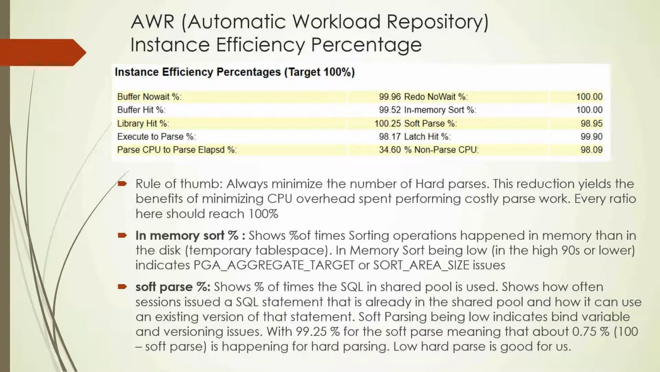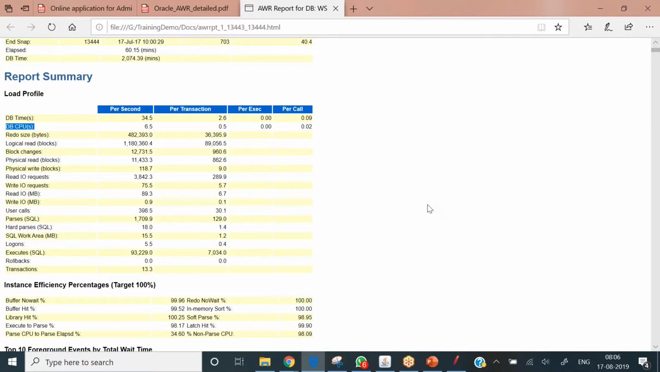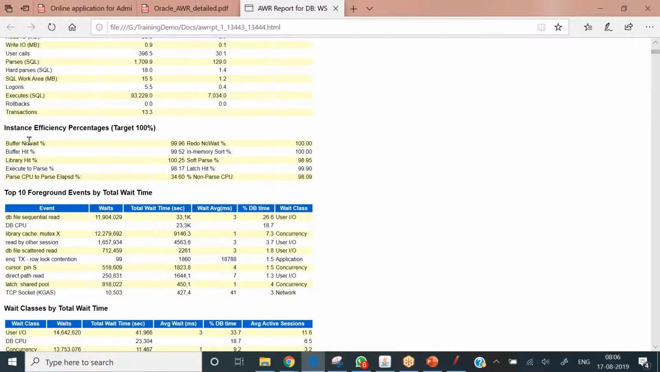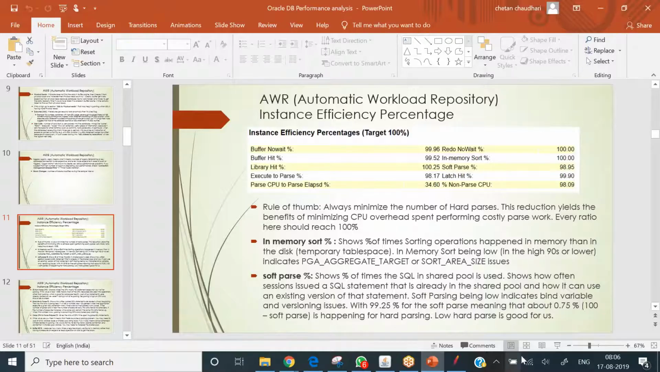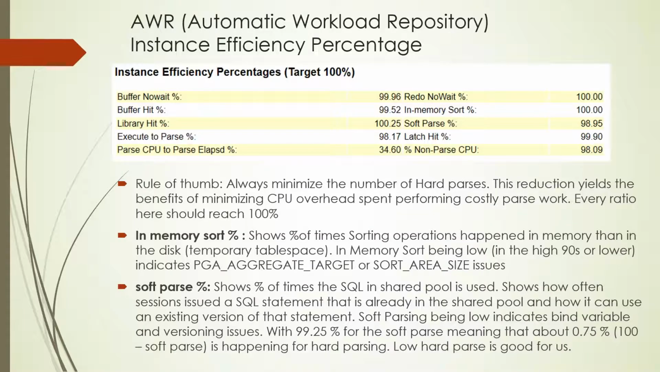The next section is our instance efficiency percentage. You can see it is already giving us target 100%. That means it should be approaching 100%. Whatever number you are looking at in this particular section should be near 100. If it is not, then we need to analyze it. It's a rule of thumb: always minimize the number of hard parses. This reduction has the benefit of minimizing CPU overhead spent performing costly parse work. We have already seen that. So every ratio in this table should reach 100%.